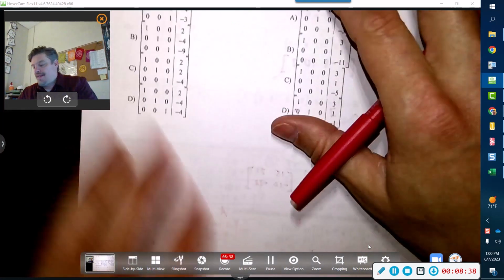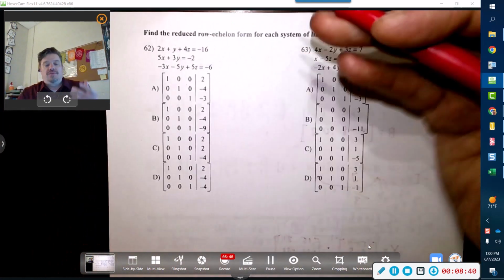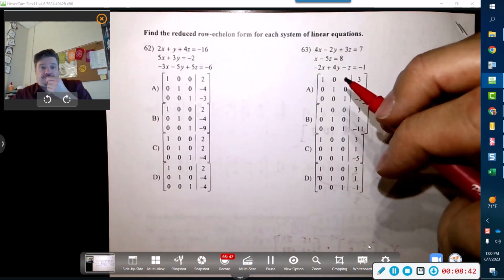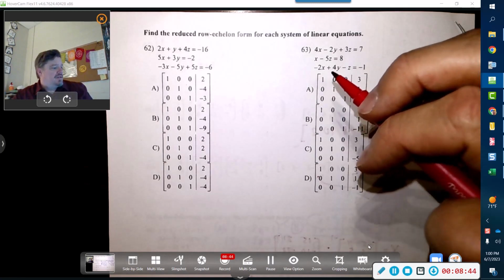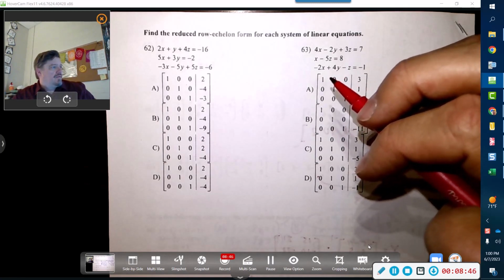And then these guys also are just row reduced echelon form. You guys can look at the answer for these.